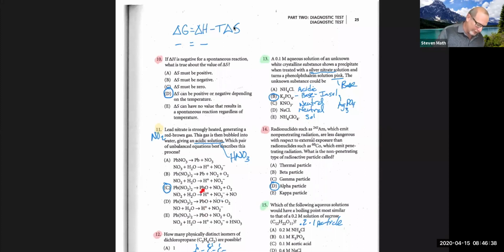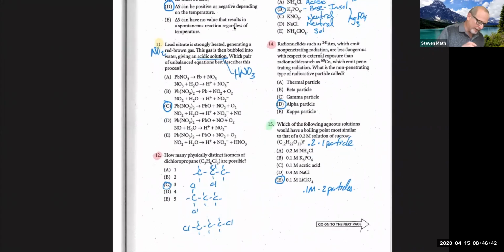11, a yellow question, little bit sketchy. They used to make a big deal. This is obviously an older test. So they used to make a big deal out of this red-brown gas. Red-brown gas is NO2. Even if we didn't know that, when lead nitrate is decomposed, we take what's left and we get an acidic solution. That acidic solution I'm looking for is HNO3.